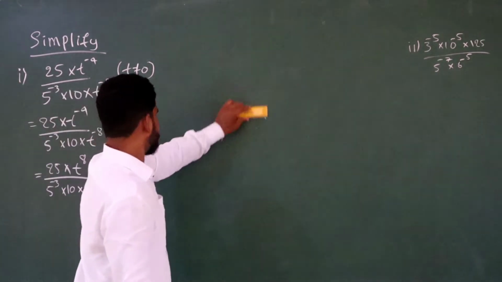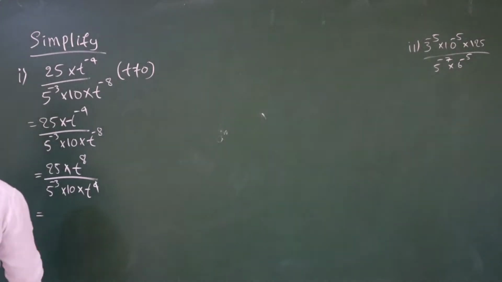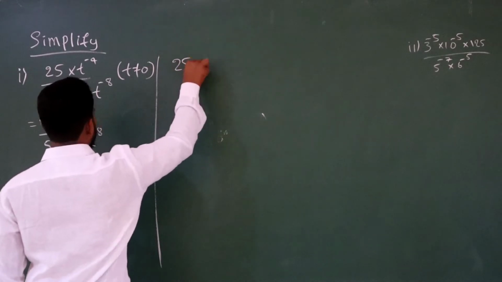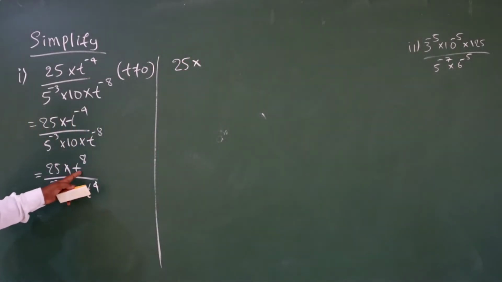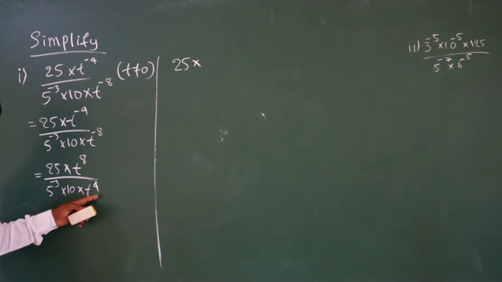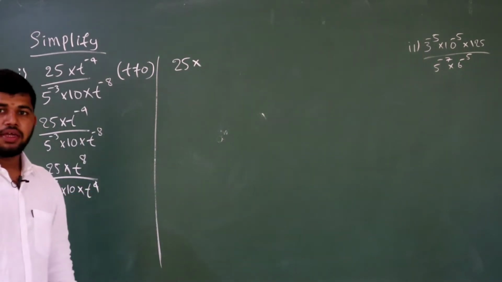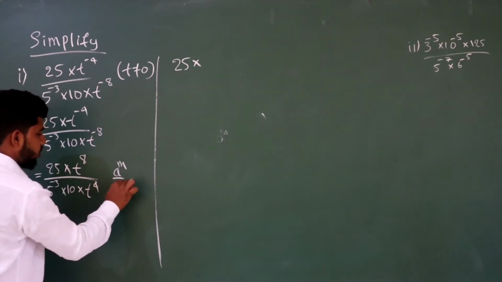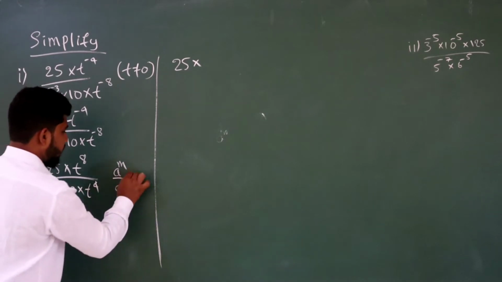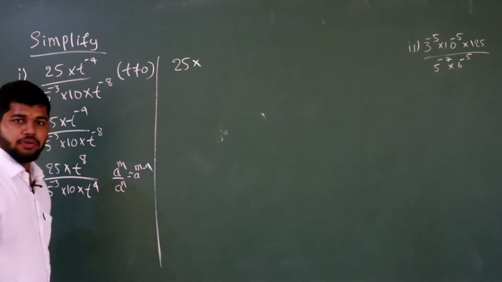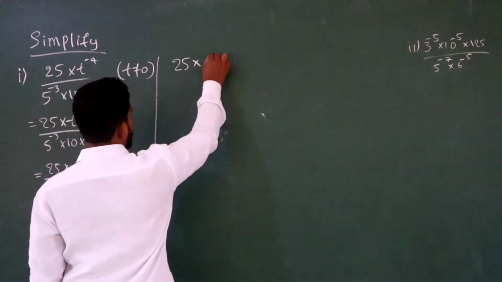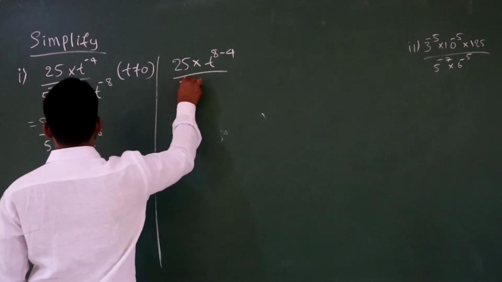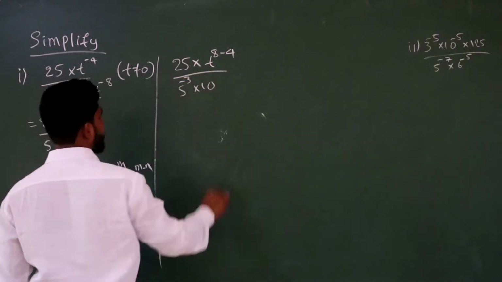Now 25 into t power 8 and t power 4. It is in the form of a raised to m by a raised to n. Now we can write it as a power m minus n. Now 25 into t power 8 minus 4 divided by 5 power minus 3 into 10.